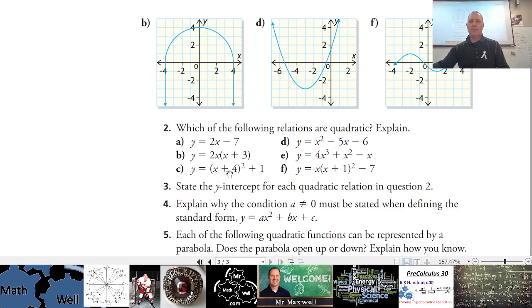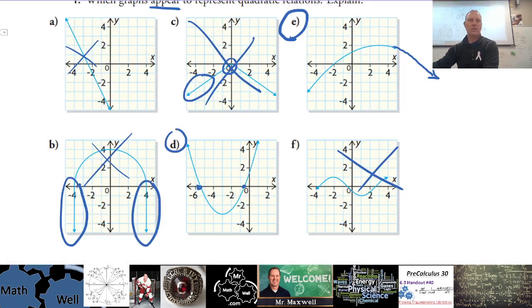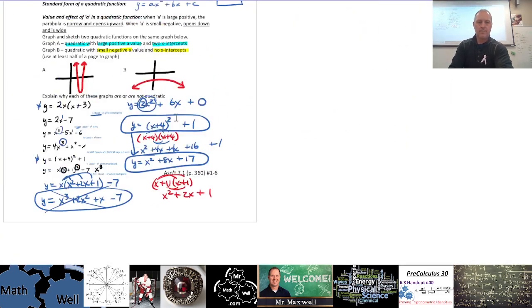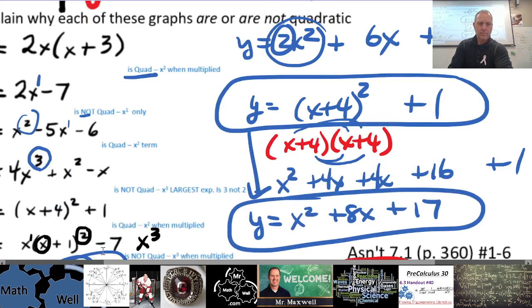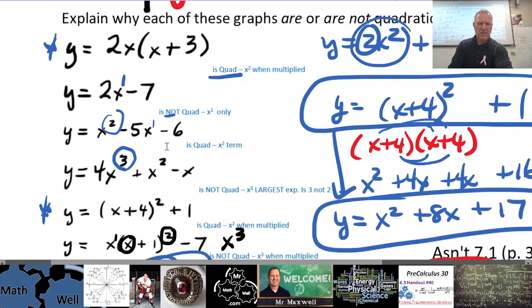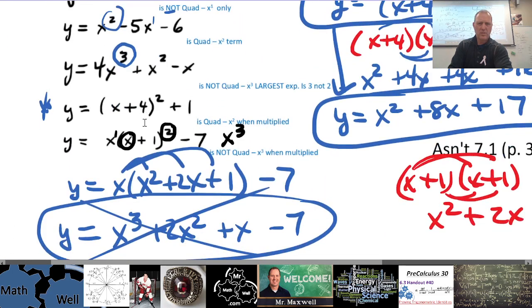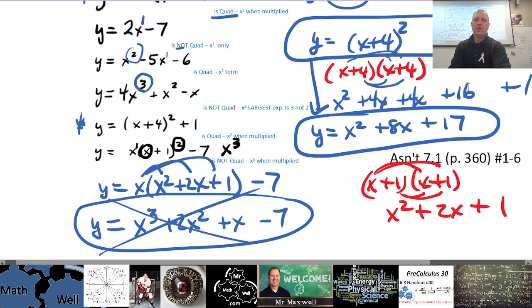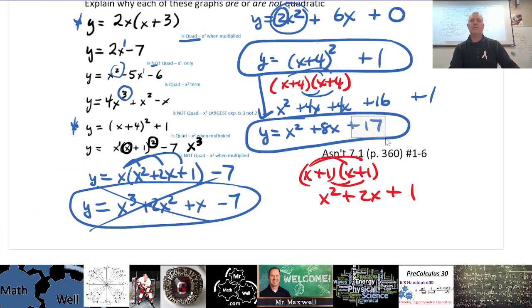For this one, let me go back to the notes because I think I actually did this one. So which one was it? Yeah. This one? Yeah. So when you expand this one, I did that over here on the right. When you expand it, you get a constant of 17.